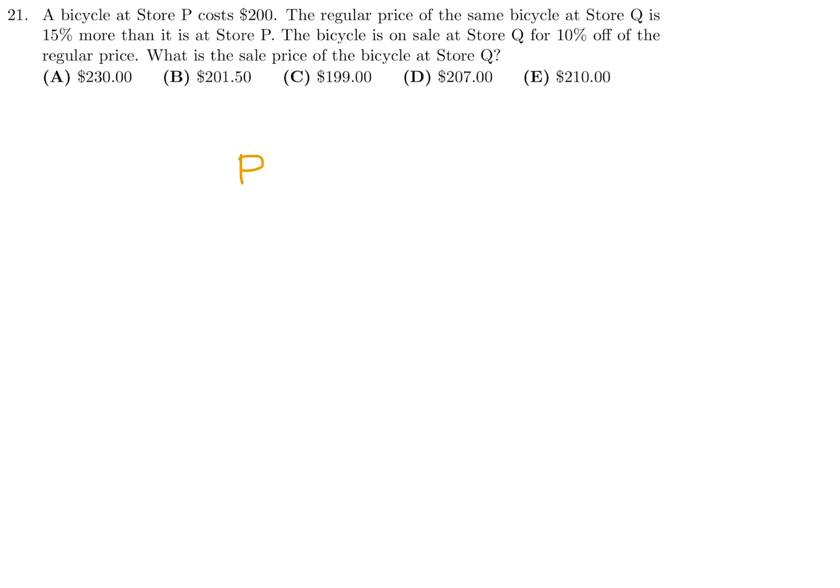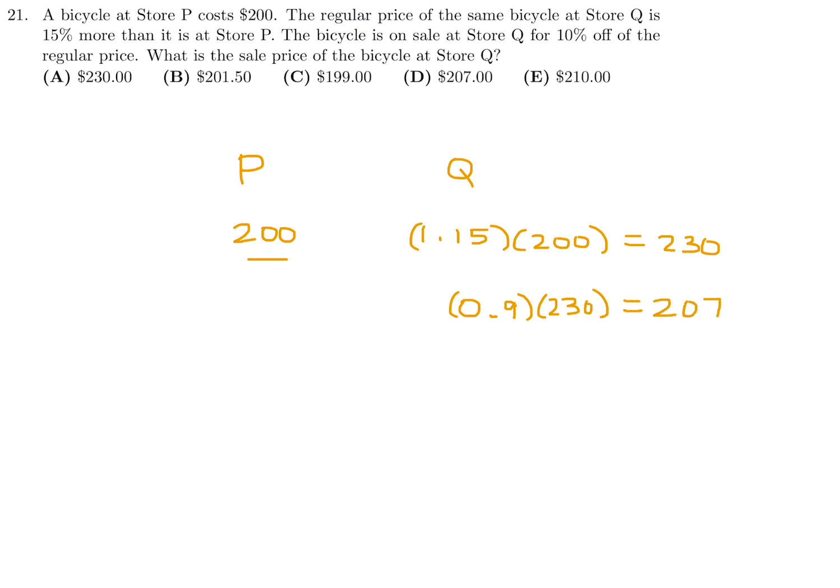At store P, the price is $200. At store Q, the price is 15% more than this $200. So it would be 1.15 times 200, and that is $230. Then they're saying that this $230 is discounted by 10%. So you take that $230 and multiply by 0.9 to get the new price. And when you do, you get $207. And that is the sale price at store Q. So number 21, the answer is D.